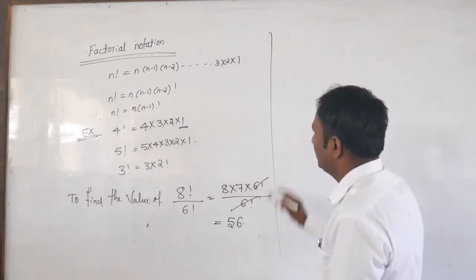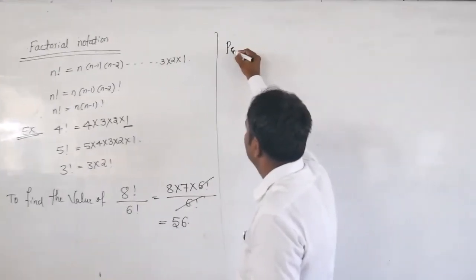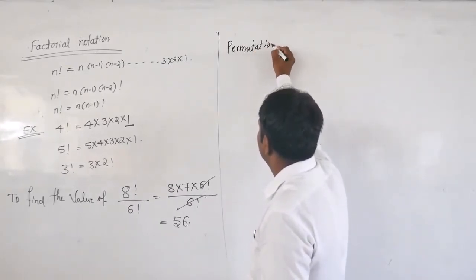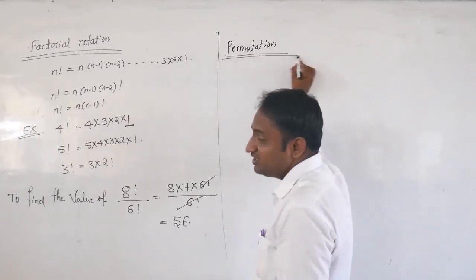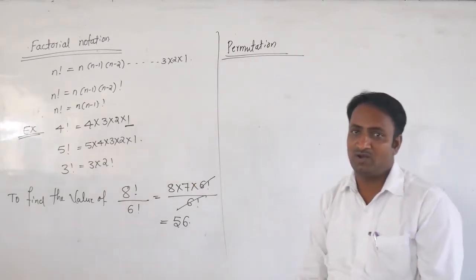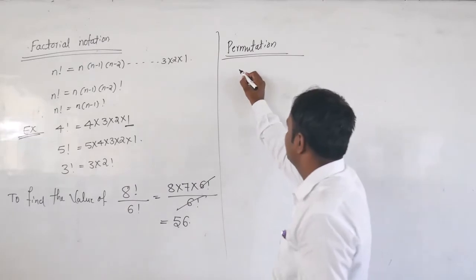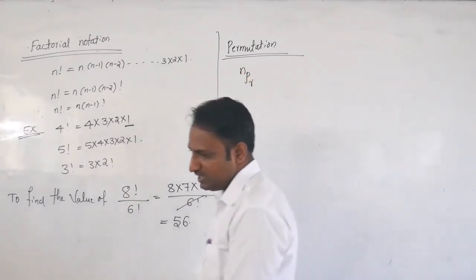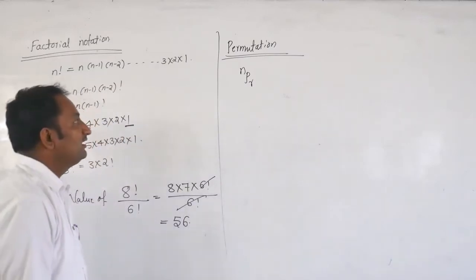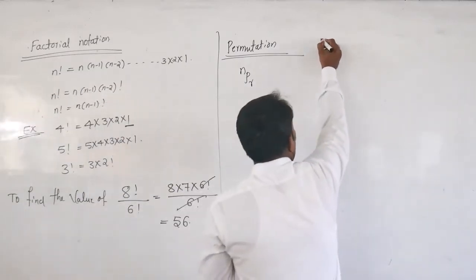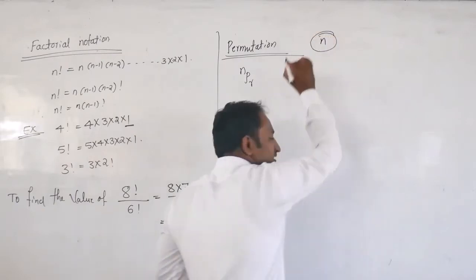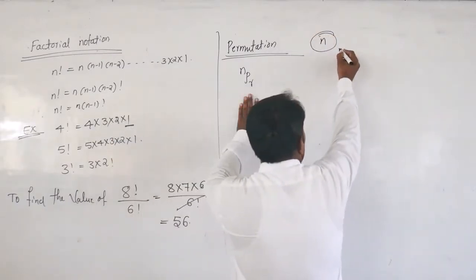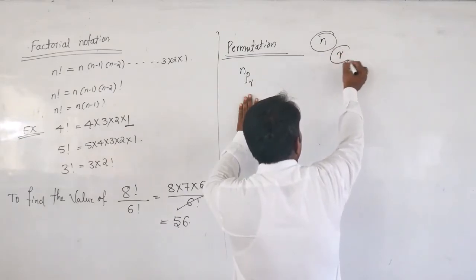Now come to permutation. Permutation can be defined in the form of one formula, that is nPr. nPr means there are n number of terms, in which there are ways to arrange.